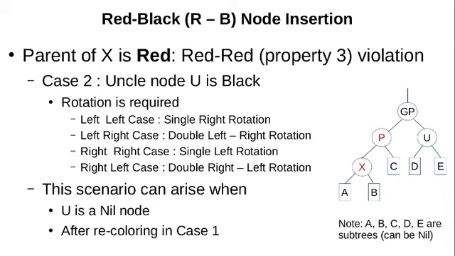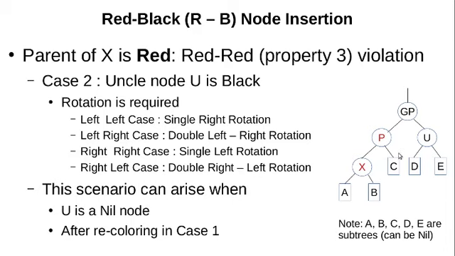Similarly, when P is right child of GP and X is left child of P, it is a right-left case and a double right-left rotation at GP should be done. The double right-left rotation is the mirror case of double left-right rotation.